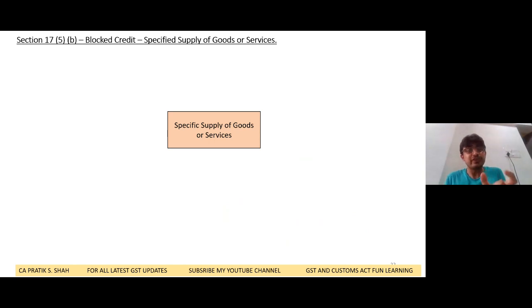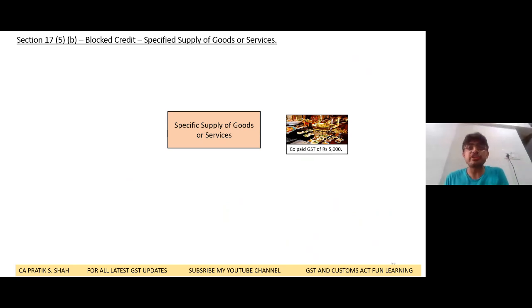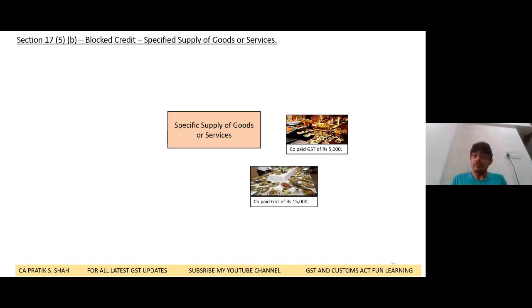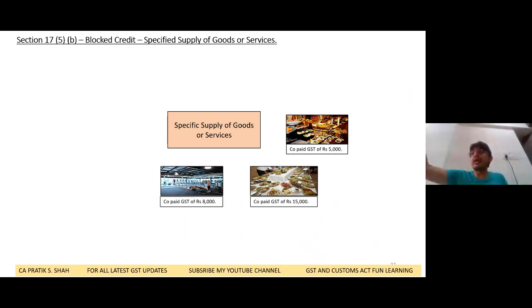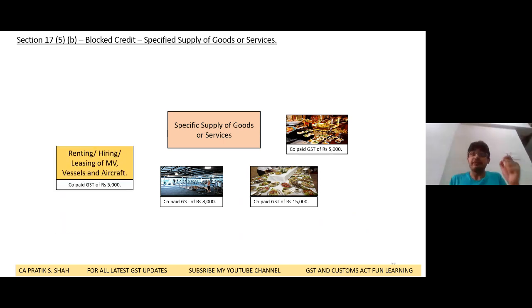Now clause B. Specified supply of goods or services. Blocked credit for specified supply of goods or services. If I purchase such goods or services, ITC won't be allowed. Say if I eat in a restaurant, whatever GST I pay, ITC is not allowed. If I go for catering, like for my annual general meeting or board meeting, whatever GST I pay is not allowed. If I take gym or club membership for my employees, ITC is not allowed.